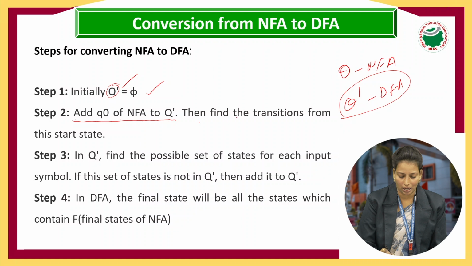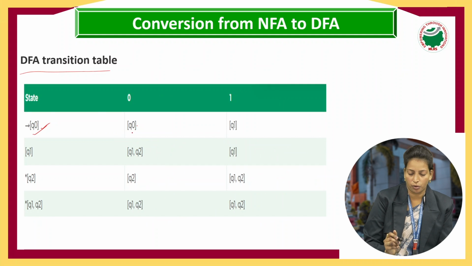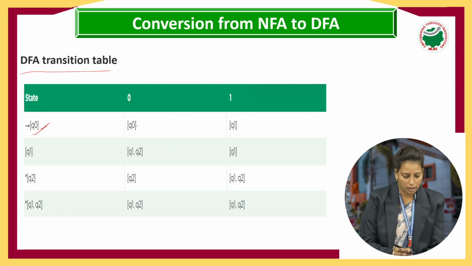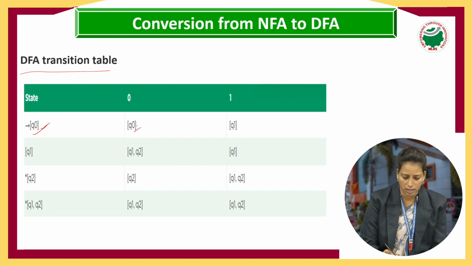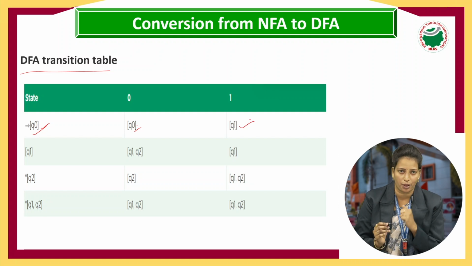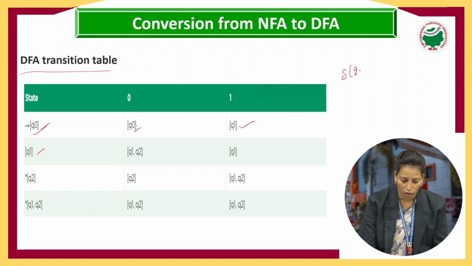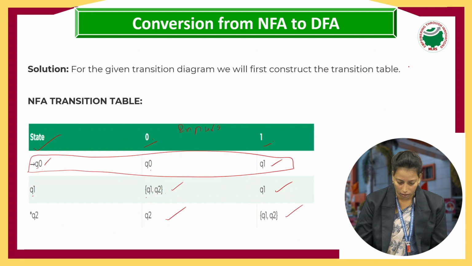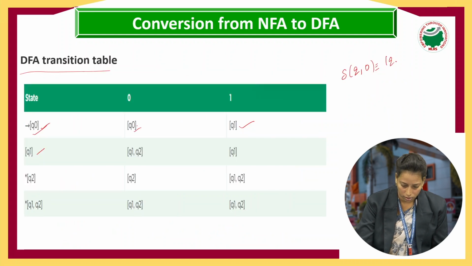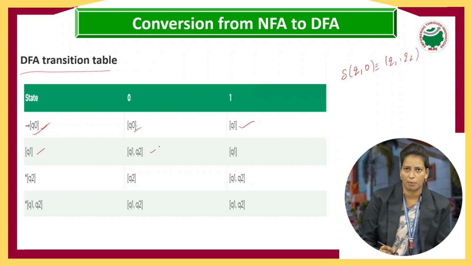Next, find the transition from this start state. So Q naught of 0 is Q naught, Q naught of 1 is Q1. Here Q naught is already there, so the next state, which is a new state of the DFA table, is Q1. So write down delta of Q1 with input symbol 0. Check that: Q1 of 0 is Q1 comma Q2. So delta of Q1 of 0 is Q1 comma Q2.